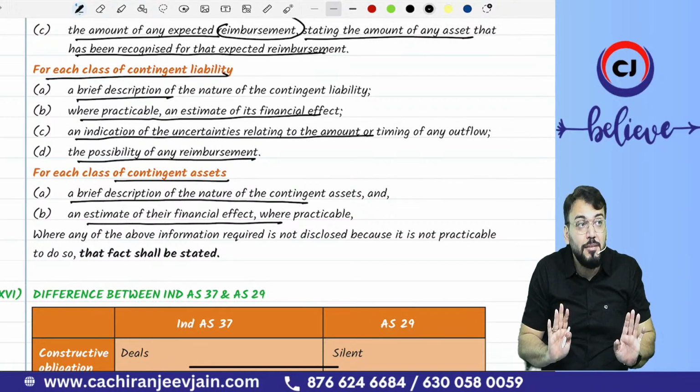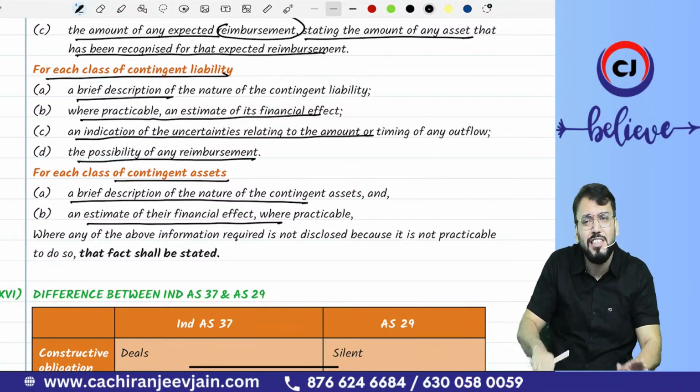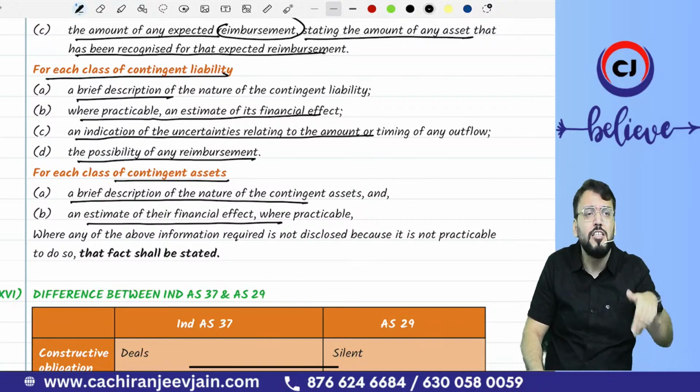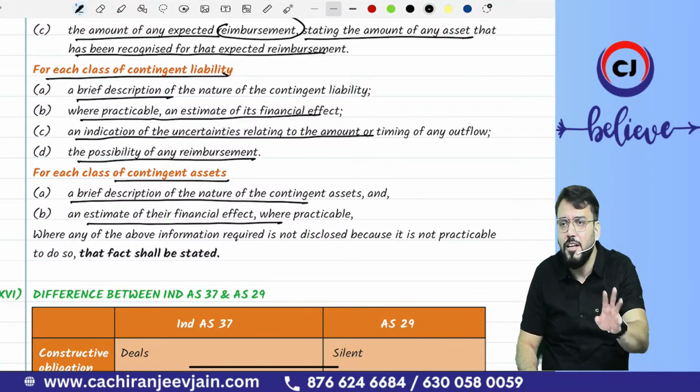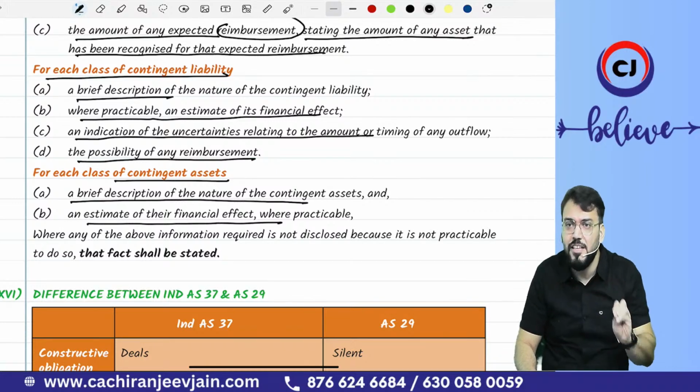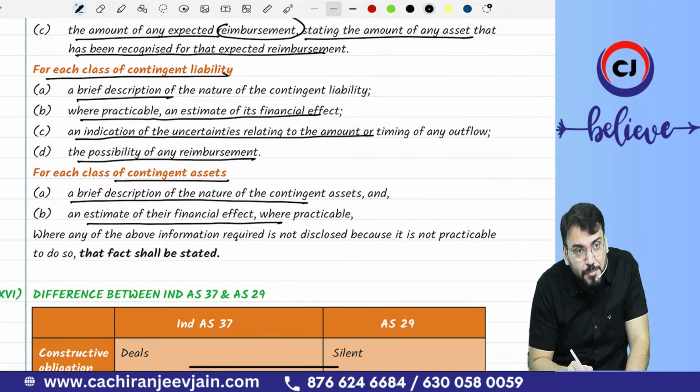Correct. Measurement of contingent asset. Got this point? They don't discuss it. But if you want to measure it, the same principle as the measurement of provision will apply. But in the exam they will never ask you the measurement of contingent asset. Got this point? But they want disclosure. If you can estimate the amount of contingent asset, disclose it.